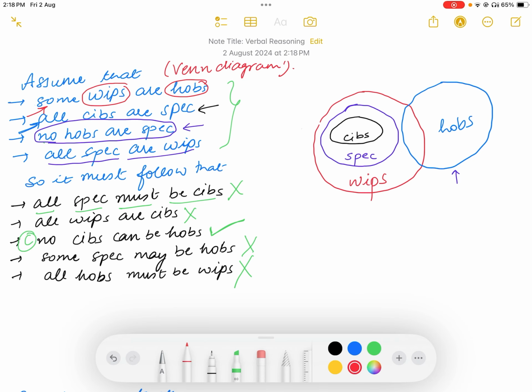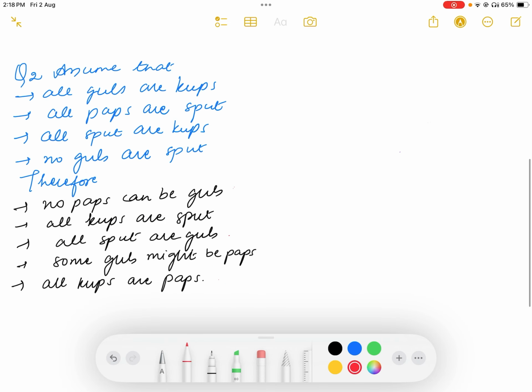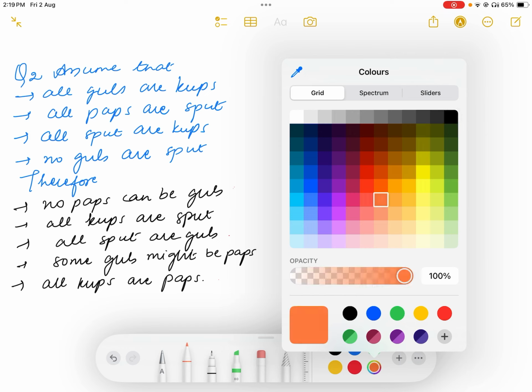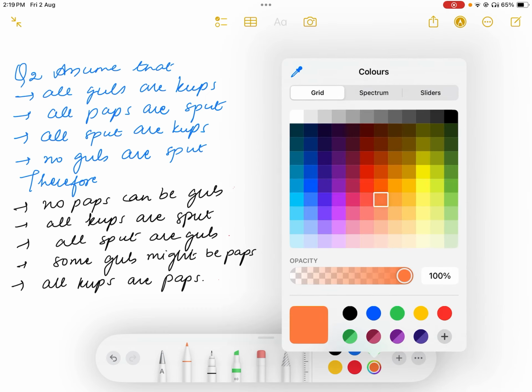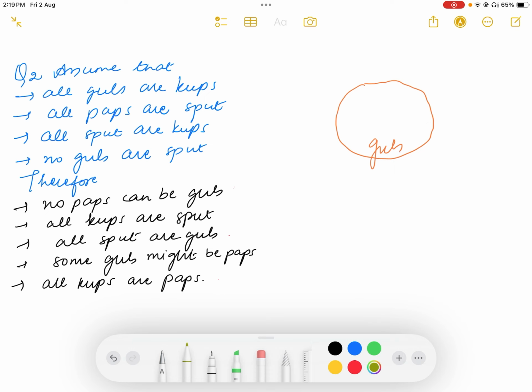Next, assume that all the gulls are cups. So I'm going to make a set again. I'll take a different color. I'm going to write the gulls over here, and all the gulls are cups means this set is going to lie in yet another bigger set, which is cups.